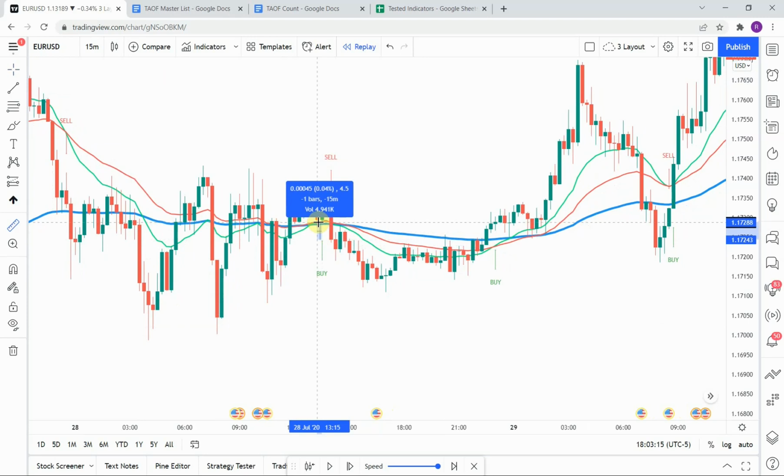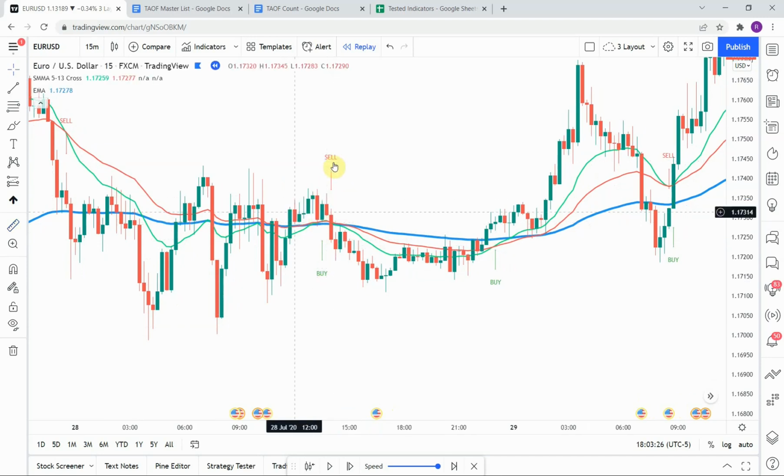The stop is going to be just on the other side of the blue EMA. And so in this particular case, it'd be about 4.5 pips roughly. And then we're doing a 1-to-1 risk reward.